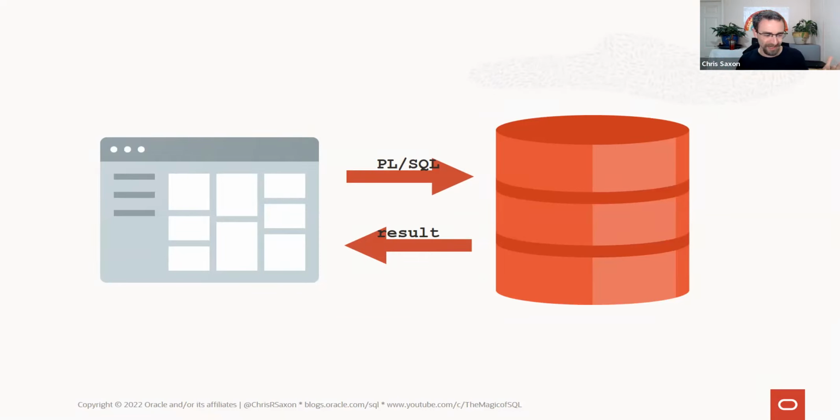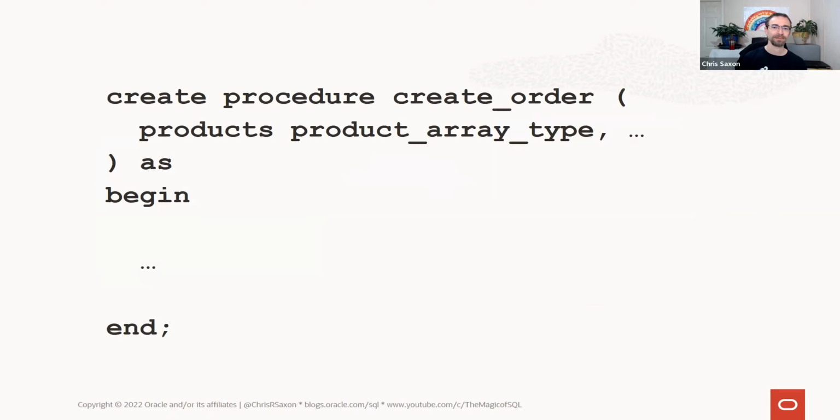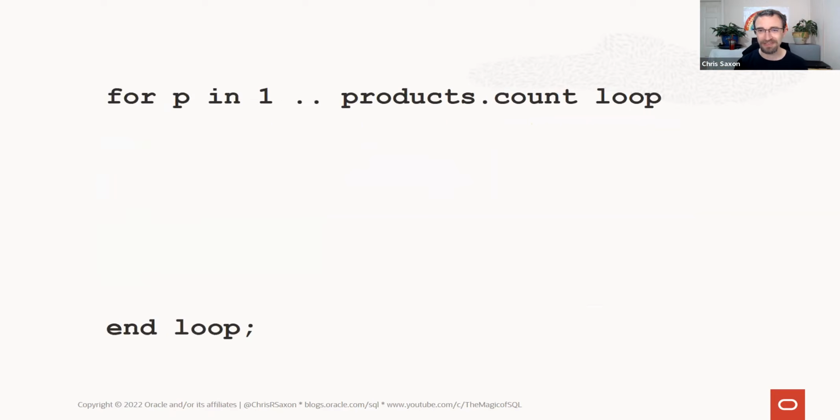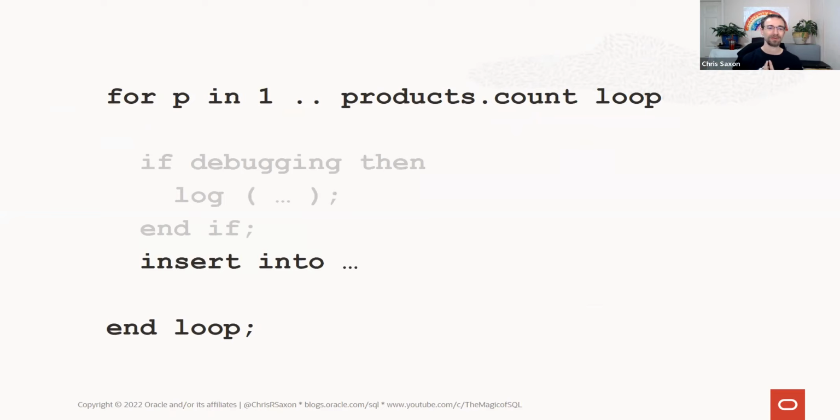So if we've taken this process and created our PL/SQL procedure, we've probably got something like create order, and as I say, we'll accept an array of the products that people are purchasing along with various other details. In there, we might have done something similar to what we did in the Java code, essentially just loop through all the products in that array, and then maybe we'll have some logging, but also insert into the database. So it seems good, right? As I said, we're eliminating the network here. So we've saved ourselves all that back and forth round trip.